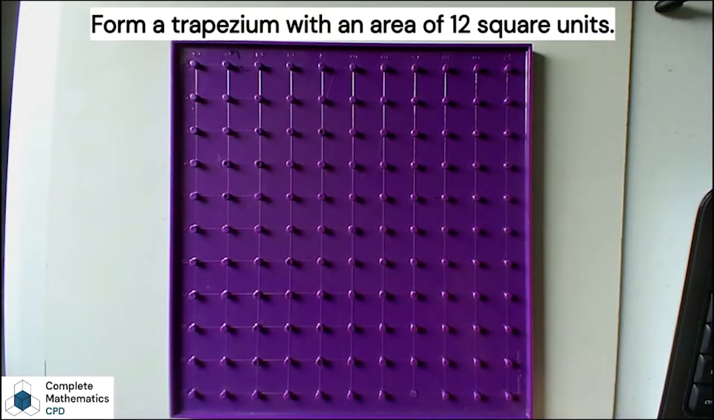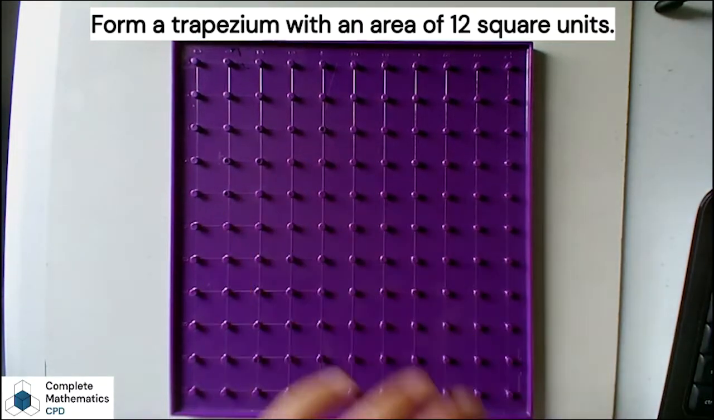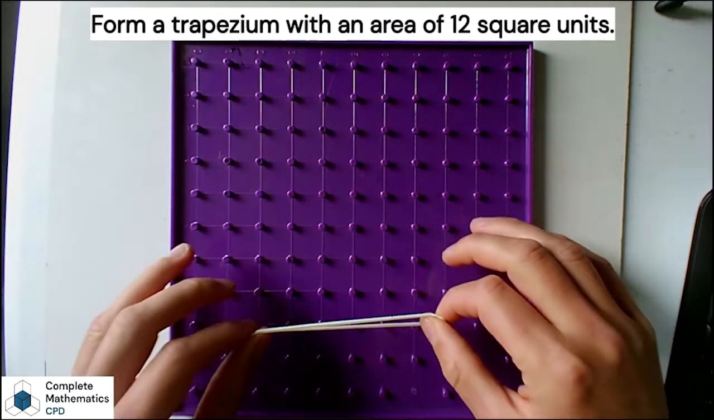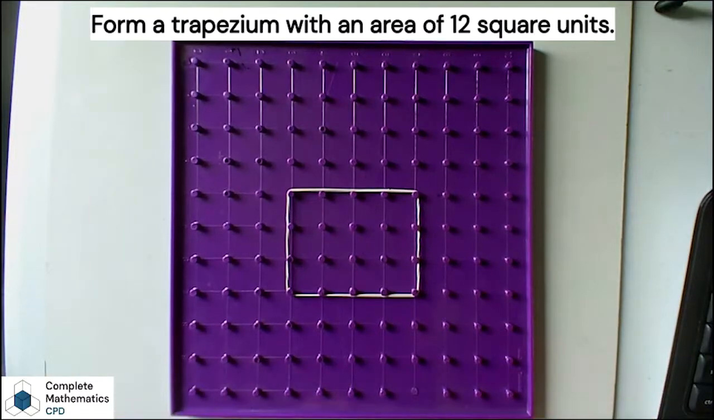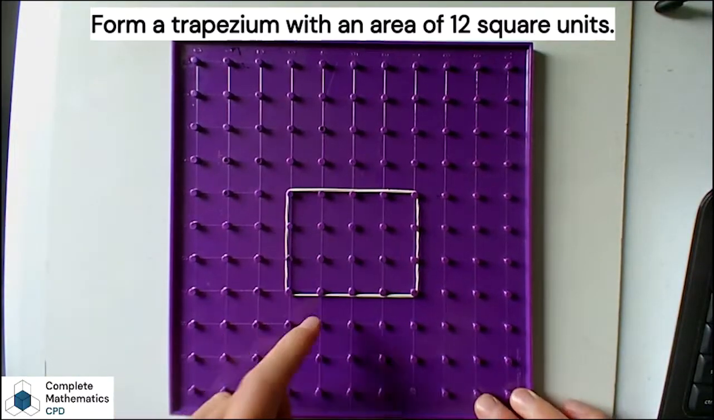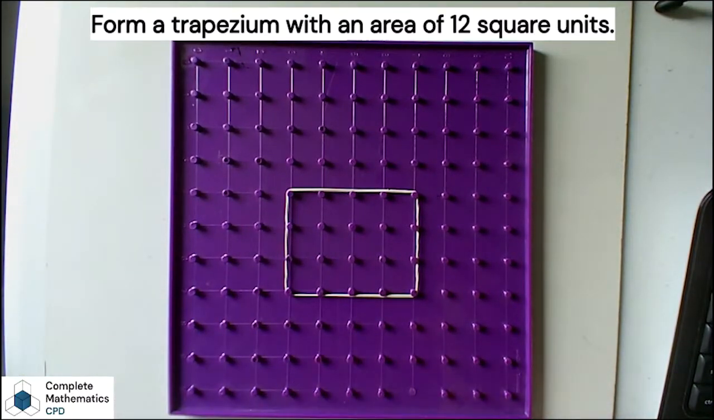Can you form a trapezium with an area of 12 square units? So you give them the answer, the area, and can they work backwards to form a possible trapezium? A much more difficult task. Now I like to do this using a geoboard. And I get students to first start by forming a rectangle with an area of 12 square units. So here I've gone 4 by 3, could have gone 6 by 2 on a 10 by 10.